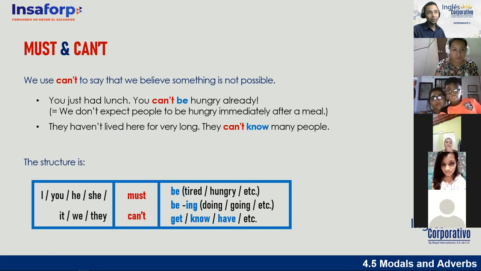Now, what about can't? Can't is the opposite. We use can't to say that we believe something is not possible. Again, we use can't to say that we believe that something is not possible. It's the opposite of must. Estamos seguros de que algo no es posible. Estamos seguros que algo es imposible. Eso no puede ser. Okay, you have two examples.